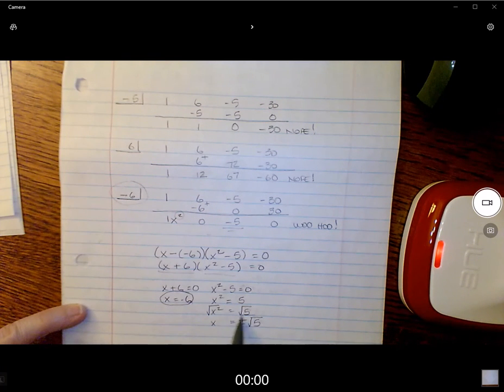So there we have it. Our two roots, negative 6 and plus or minus the root of 5. Ta-da!